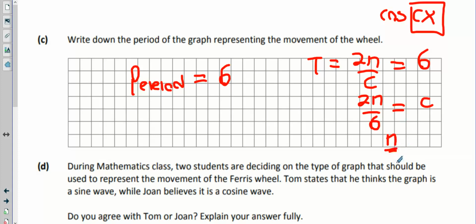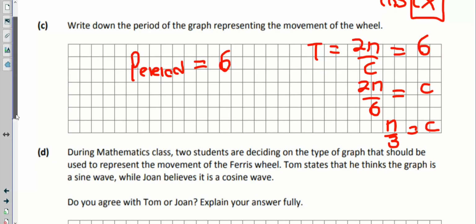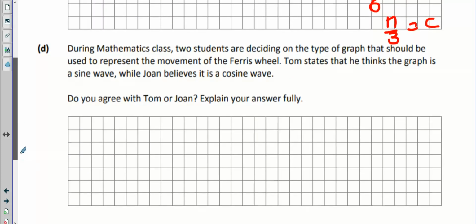Pi over 3. Okay. For a maths class, 2 students are deciding on the type of graph. It should be. Write down y. Which one should it be and why? What's the answer?